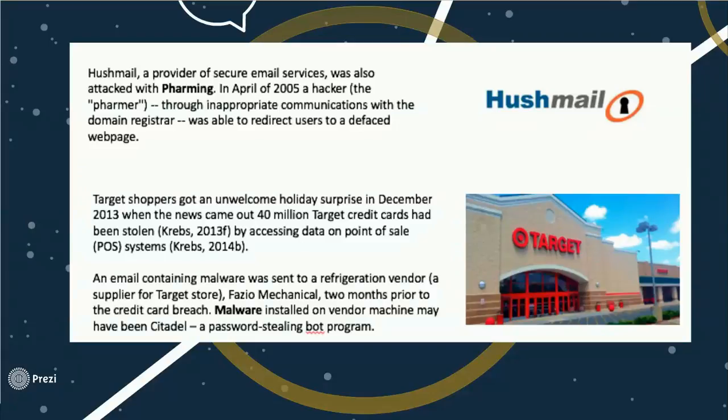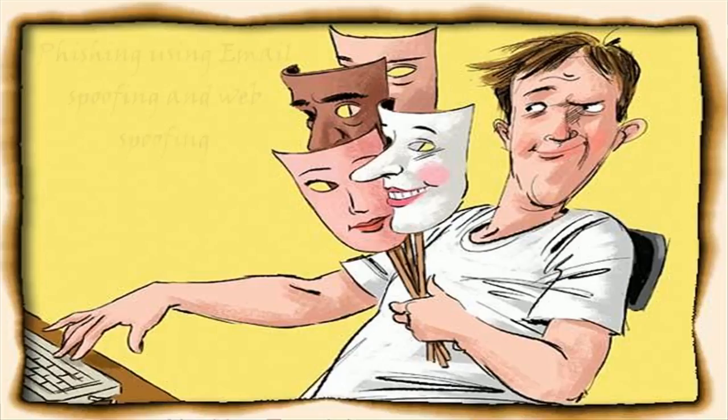Another phishing scam is related to Target shoppers. An email containing malware was sent to a refrigeration vendor, a supplier for Target stores, 2 months prior to the credit card breach. This malware installed on the vendor machine is estimated to be the catalyst for the entire attack. In this attack, 40 million Target credit cards have been stolen by accessing data on the point of sale system.